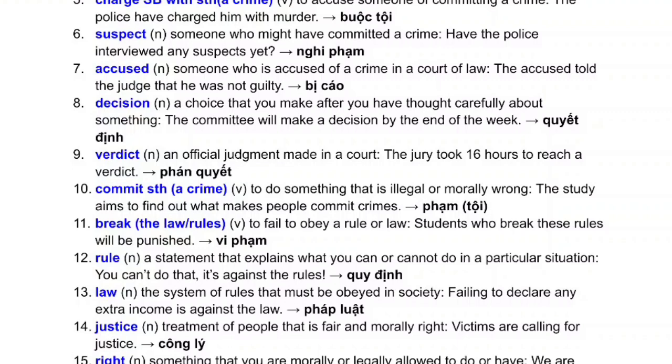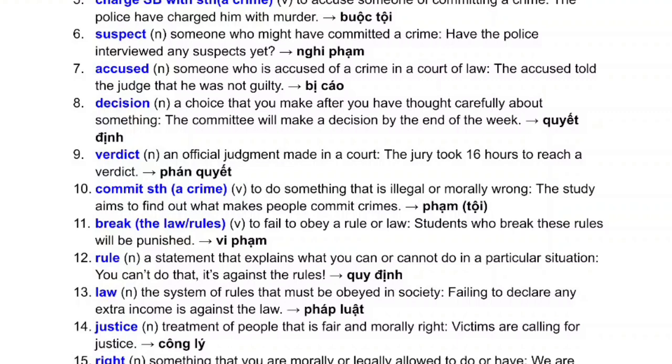Number 10. Commit something, especially a crime. It means to do something that is illegal or morally wrong. Example, the study aims to find out what makes people commit crimes.